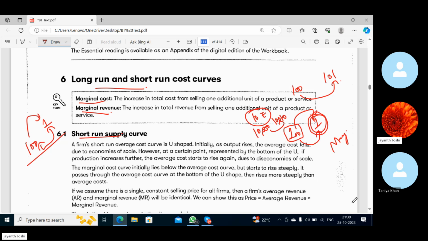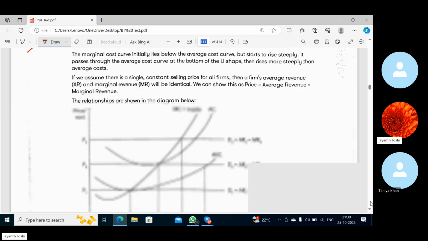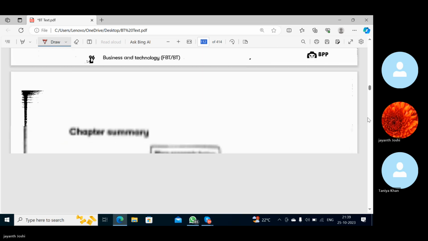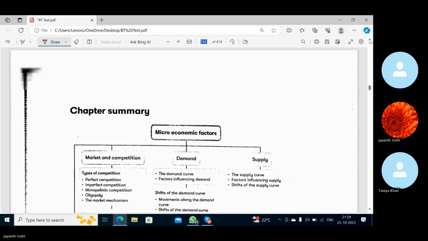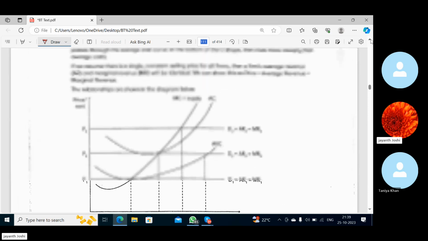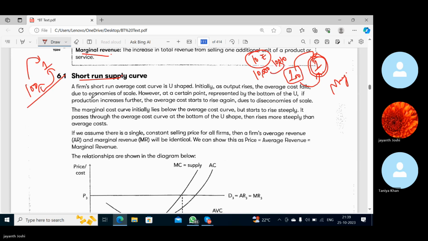Now, the short run supply curve. We are into the last topic, curves. You see the supply curves here. A firm's short run average cost curve is a U-shaped curve.